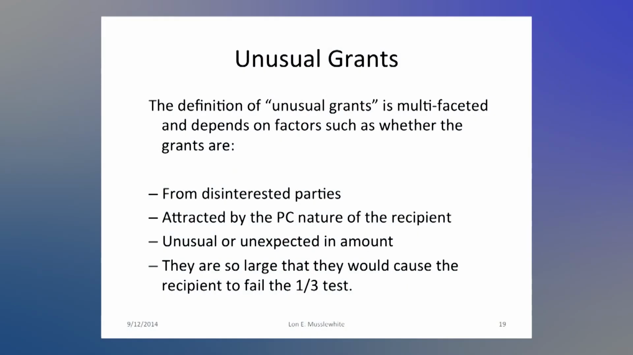The definition that the regulations give us, and which are elaborated upon in the instructions to the Schedule A of the 990, tell us that you have to look at certain factors to determine whether you have unusual grants or not. Did you receive them from disinterested parties, i.e. people not on your board, people who have perhaps not given you donations in the past? Were these donations attracted by the public charity nature of your organization? Were they unusual or unexpected in amount? Were they so large that they caused you to fail the 1/3 test?